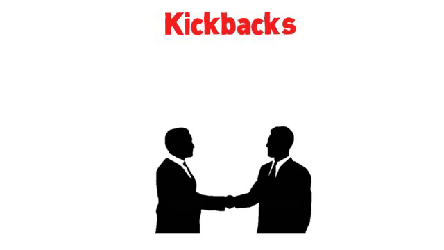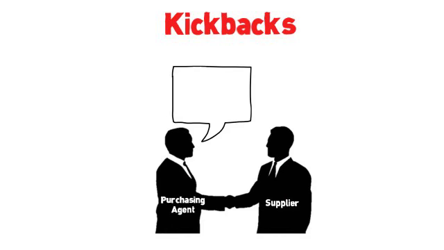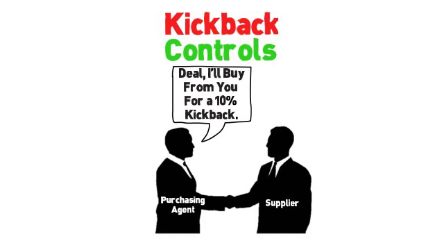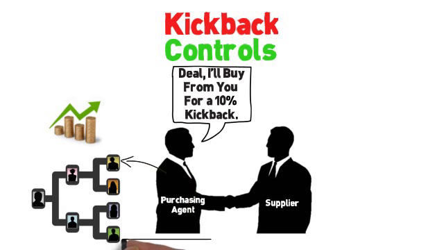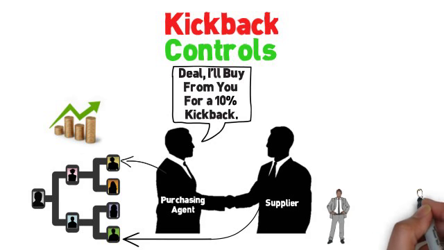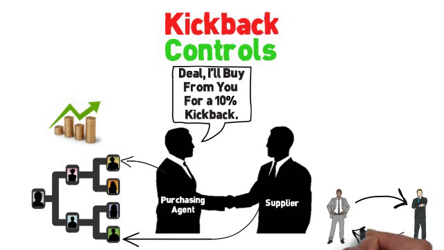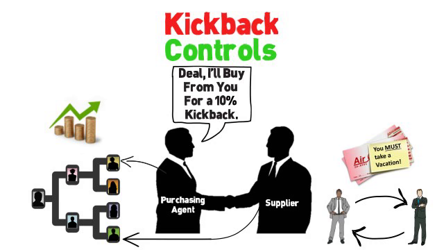And finally, we'll talk about kickbacks. Let's say your purchasing agent makes a deal to buy from a bad supplier so he can get a kickback or bribe. You can address this threat by having your purchasing agent disclose any financial or personal interest in suppliers, such as holding stock in a supplier's company or being related to the supplier. You can also require job rotations or mandatory vacations to uncover any shady deals that might be happening.